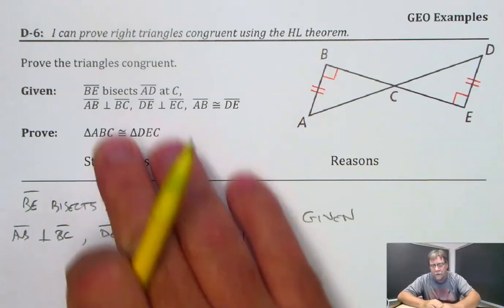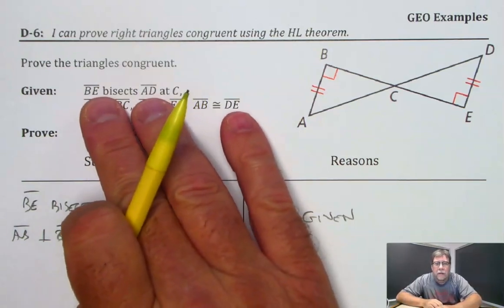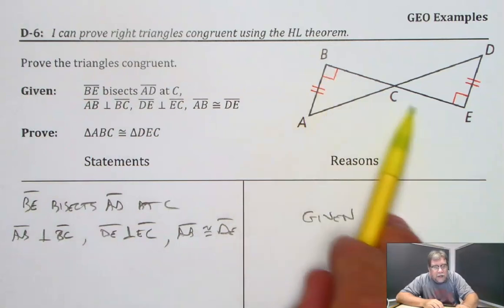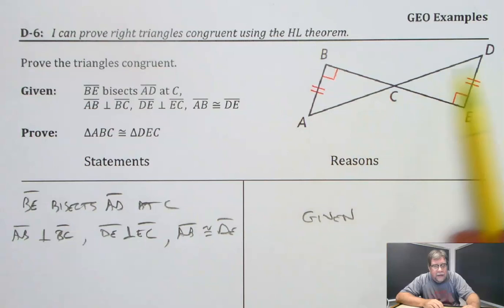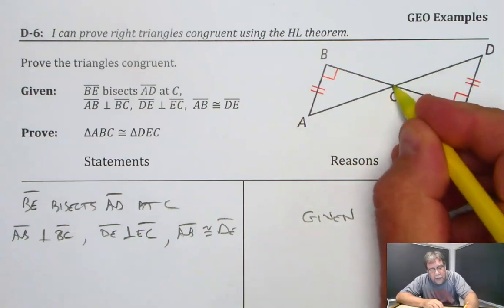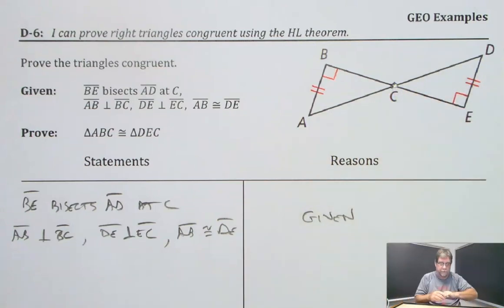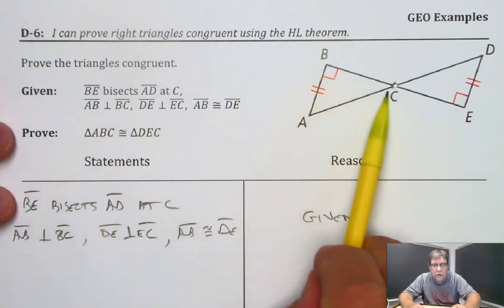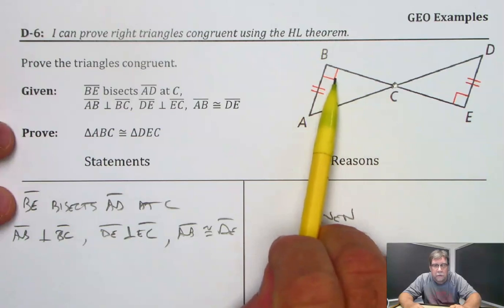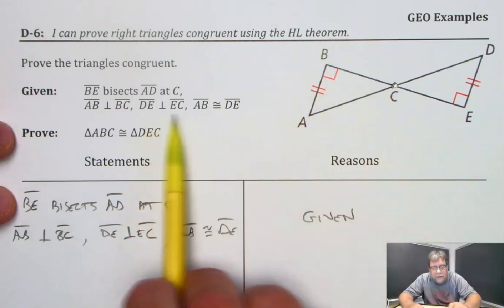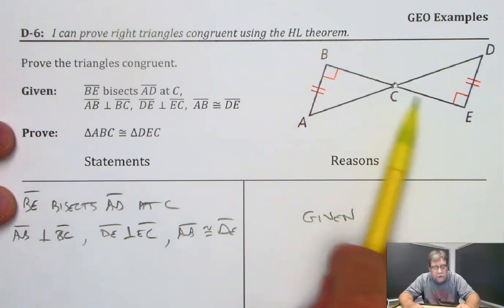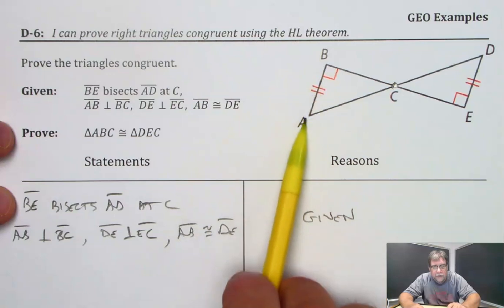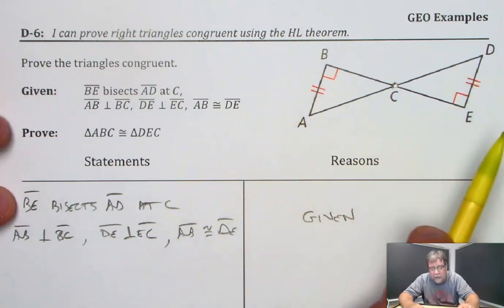So we are given that BE will bisect AD. So BE, rather, is this line, and it's bisecting AD at C. So I'm going to put a little dot there. That's our midpoint. Also, we know that AB and BC are congruent, so there's a 90-degree mark there. DE and EC are congruent, so there's a 90-degree mark right there. And AB is congruent to DE.